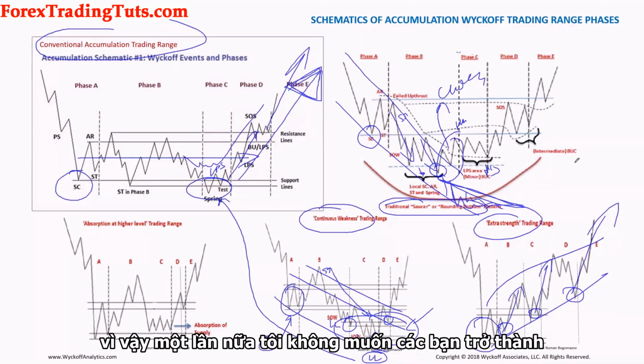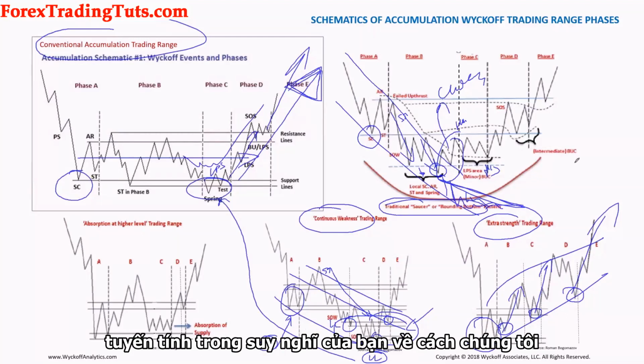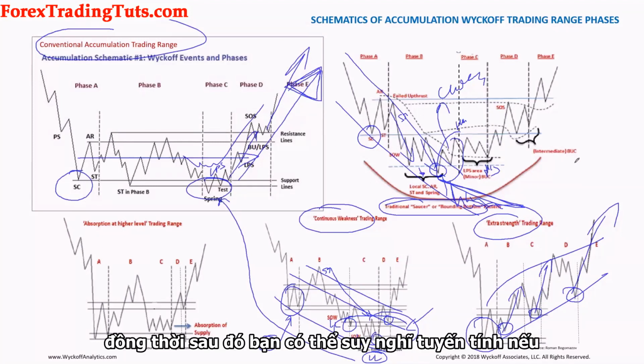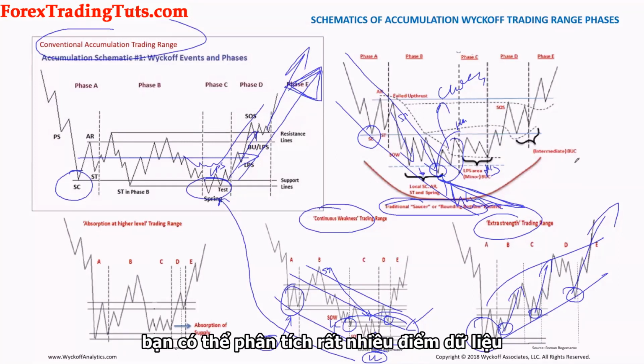So again, I don't want you guys to be linear in your thinking about how we approach this analysis. You gotta be flexible. Your minds have to be dynamic. The only ways to behave linearly about this are two. Take just one small event, and there you can say, yes, this should unfold this way. And if it doesn't, then it's a failure, and I'm gonna trade it in a different way. And secondly, if you are capable of thinking about thousands of variables at the same time, then you can think linearly. If you could analyze so many data points, then you can think linearly.